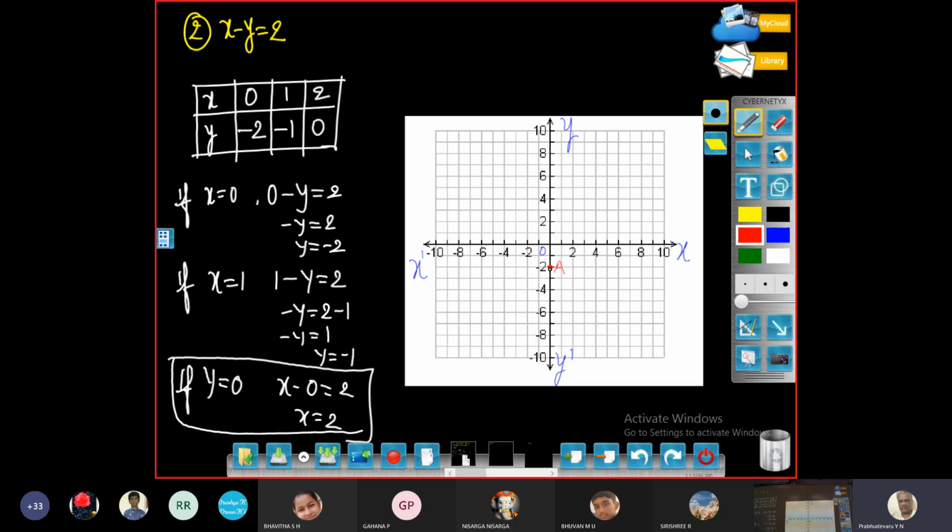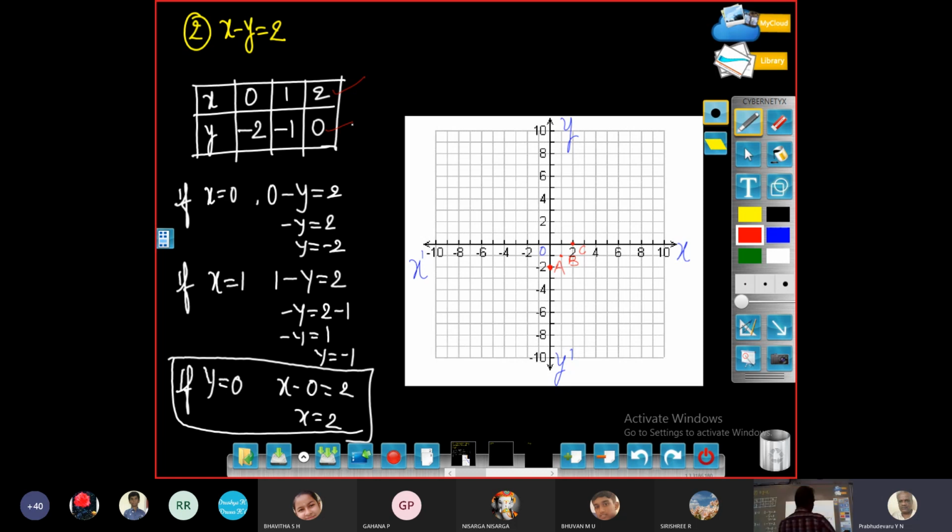Then 1 comma minus 1. 1 is on the right side of 0, with minus x and plus x, and downward minus y and plus y. This is point B. Then the third point C, x is equal to 2. Again on the right side, and y value 0 means no need to go upward or downward. That point itself is C.